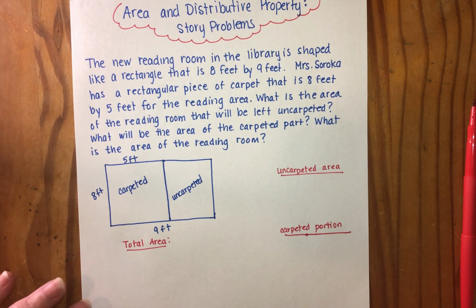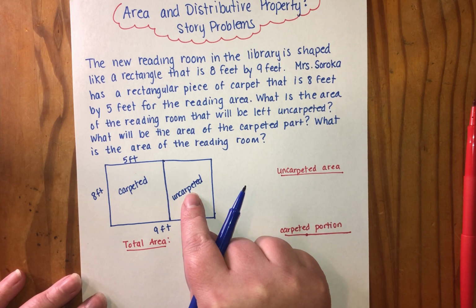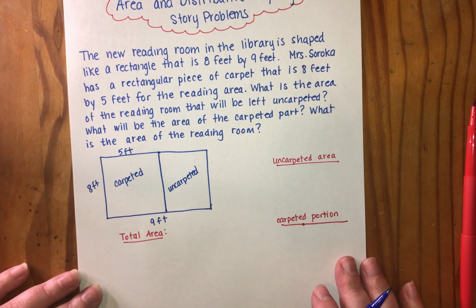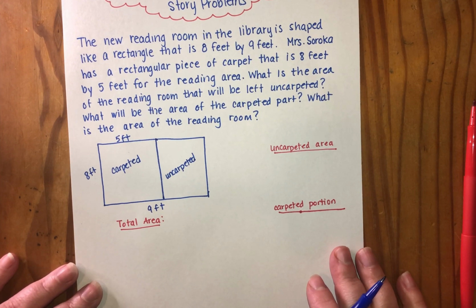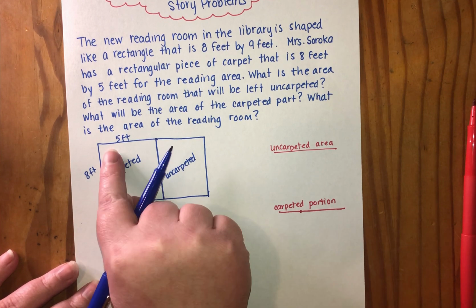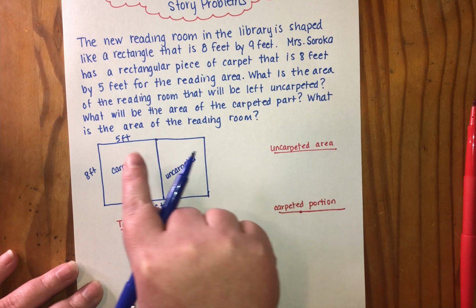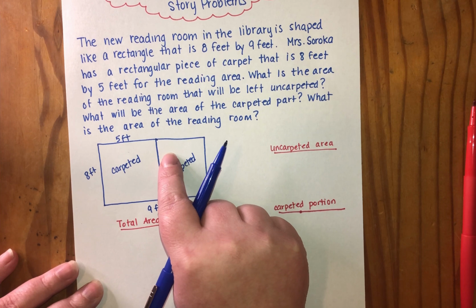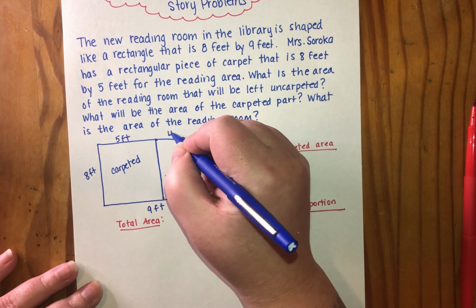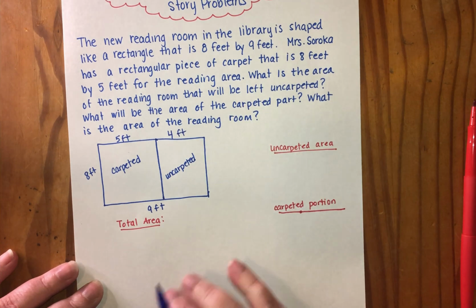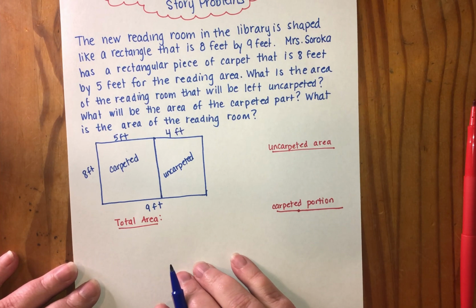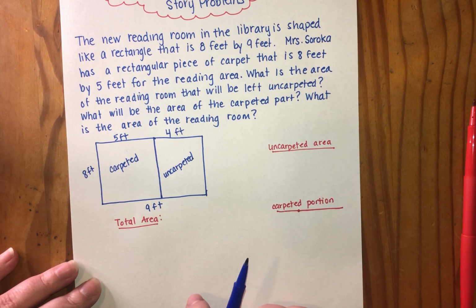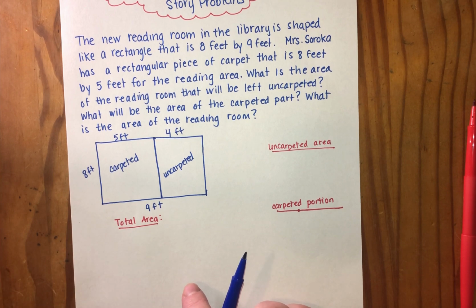What can we determine about the length of the uncarpeted area using the information we were given? Evaluate. Right. Since we know that the total side length of the room is 9 feet, and we know that the carpeted area length is 5 feet, we can determine that the uncarpeted area has a length of 4 feet because 5 plus 4 equals 9. The first question that we are asked to find is the area of the uncarpeted part of the room. How did you solve for the uncarpeted area? Say it out loud.